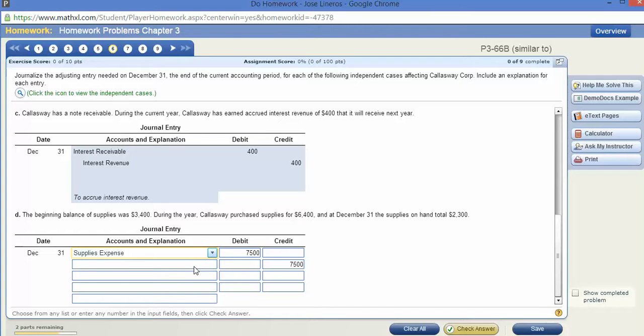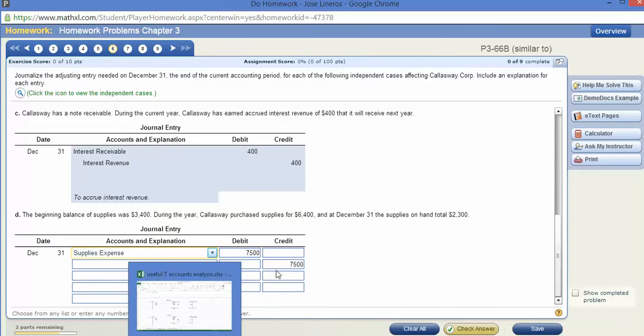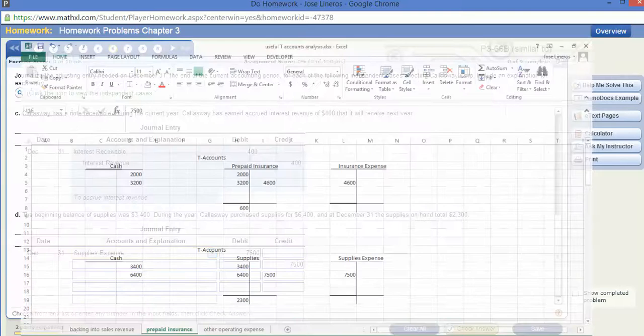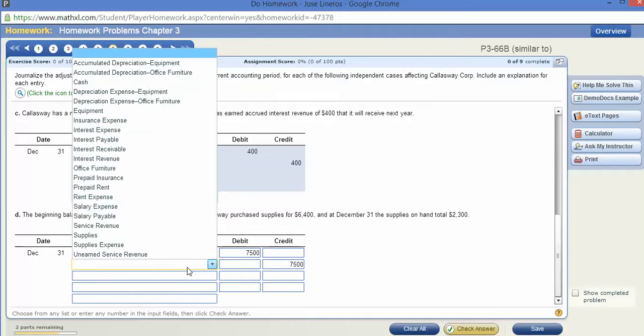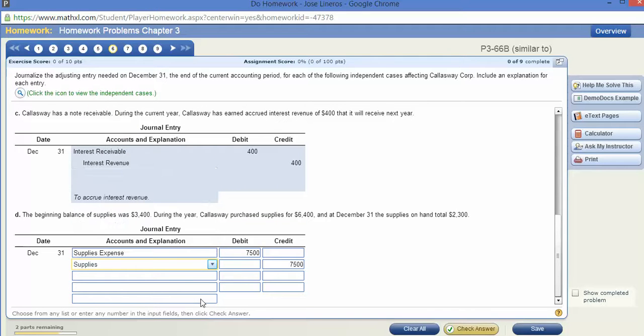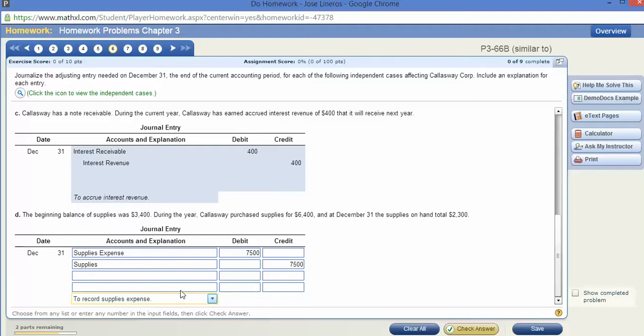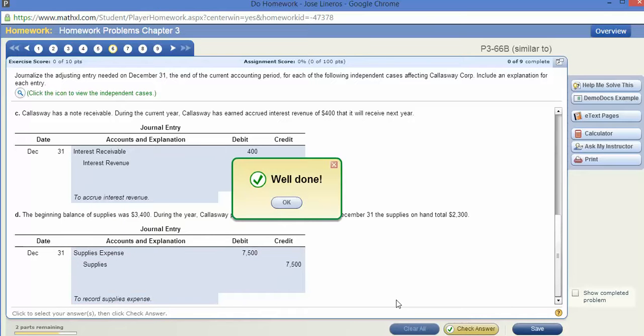Okay, and as far as the entry that you're making, one of the things that can get very confusing for students, and you need to watch out for it, is that you get confused as to what exactly you're booking as a credit here. This is where it can really help you to use a T account, because if you come over here, you can see that you're debiting supplies expense for 7,500, and then we lower supplies by 7,500. So lower the supplies account. As far as what we're actually doing here, we're recording supplies expense. So just look, record supplies expense, and that concludes that one.